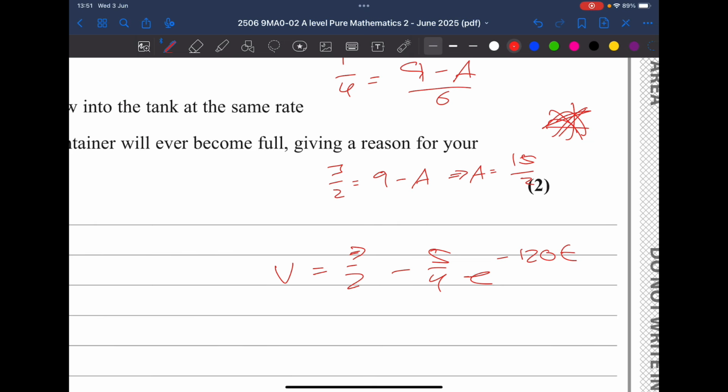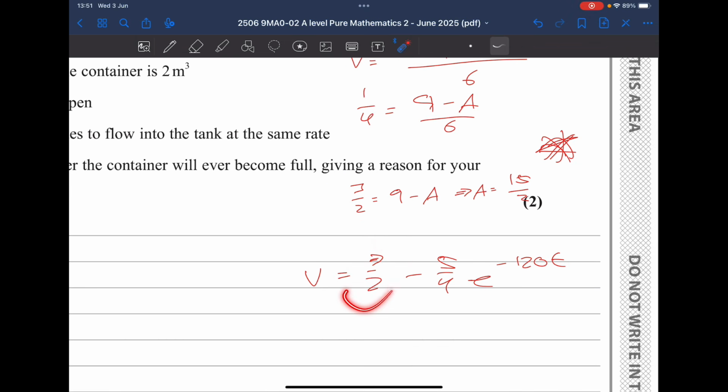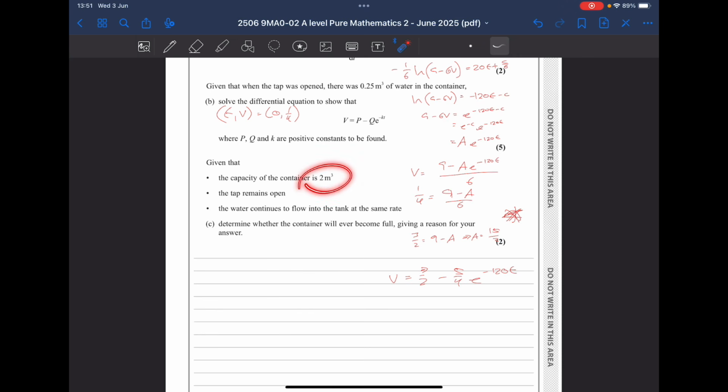And now what we have is that this has a max. It's the same thing as last time. This whole thing is positive, so including that bit, your whole thing is negative. So you're always taking something away from 3 over 2. The maximum height was 2, so we're never going to get to 3 over 2. We can say straight away V is less than 3 over 2, which is less than 2. So therefore, we do not fill. It's never full.